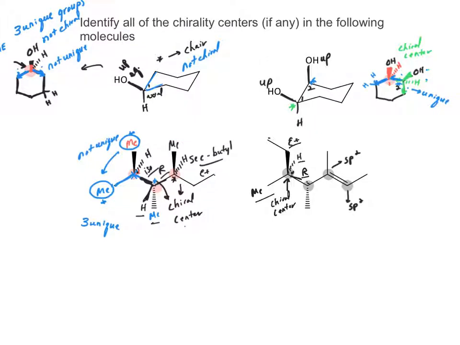And then finally with this guy, we've got a methyl group on the dash, we've got a hydrogen on the wedge, so this is 1, 2 groups. We've got other stuff, we'll call this R1, and then we've got other stuff, this is R2. This is another sec-butyl group. R1 and R2 are not the same. So because of that, we've got 1, 2, 3, 4 unique groups. So this is also a chiral center. So this guy is also a chiral center.